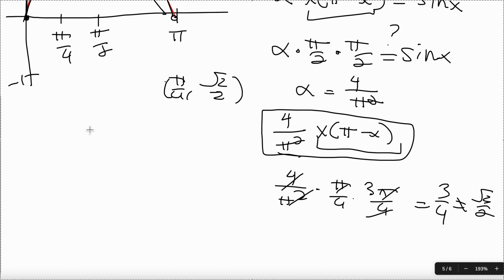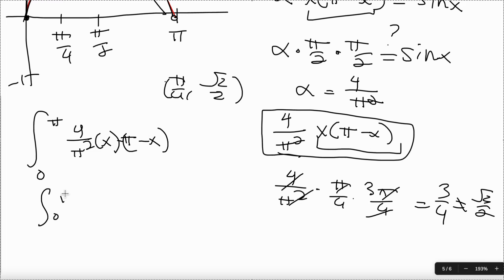And so basically what I did was I just took the integral of this function from 0 to pi of 4 over pi squared times x times pi minus x, and then I compared it to the integral from 0 to pi of sine x.